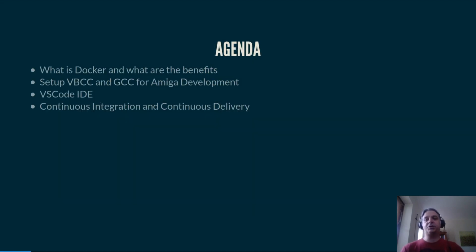What I'm going to talk to you about is Docker and how we can use it in cross development for the Amiga, and what the benefits of using Docker for this process are. We will see how to set up VBCC and GCC for Amiga development on our system, how we can use Docker with the VS Code IDE, and also how we can introduce continuous integration and continuous delivery in our process, using Docker always.